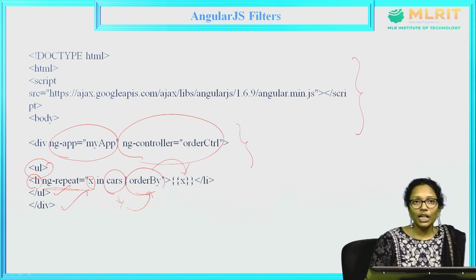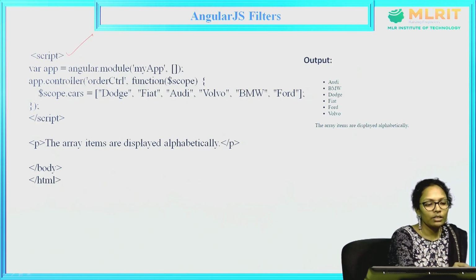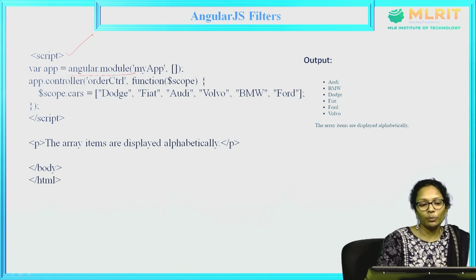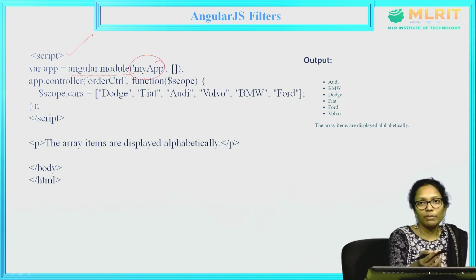So what is this cars? Cars is an unknown variable that I need to provide, for that I need to provide the value in the module. So for that purpose, I am creating a module within the script tag. So how to create a module? angular.module. So myApp is the name of the module, which is same as your ngApp. The second one is an empty array.